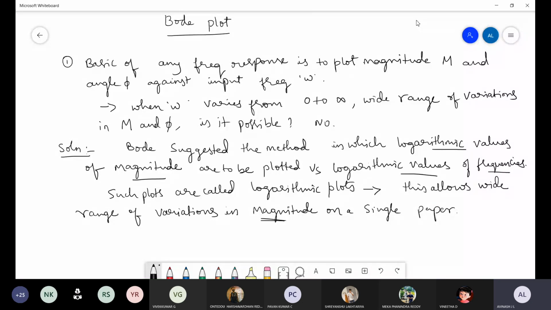How many of you have seen the semi-log sheet? Please raise your hands. Prajwal has seen. Very good. Only one.